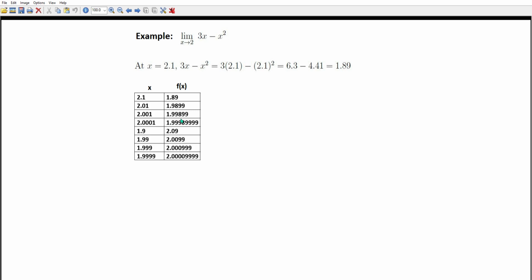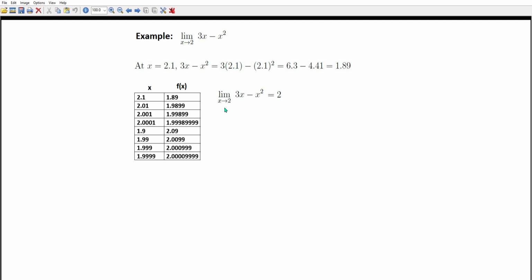Now remember that we said this has to be true whether x is bigger than 2 or x is less than 2. So we start with some values less than 2, 1.9. We calculate and get 2.09. We continue along, 1.99, 1.999, 1.9999. On the right-hand side, these values get closer and closer to 2. So no matter whether we come in from values bigger or from values smaller, we're getting numbers that look closer and closer to 2. So we believe that the limit is actually 2.